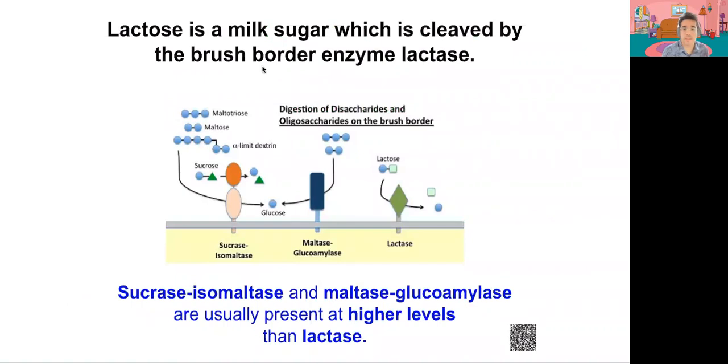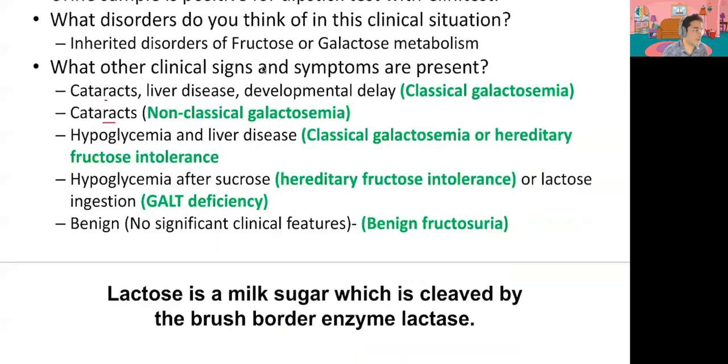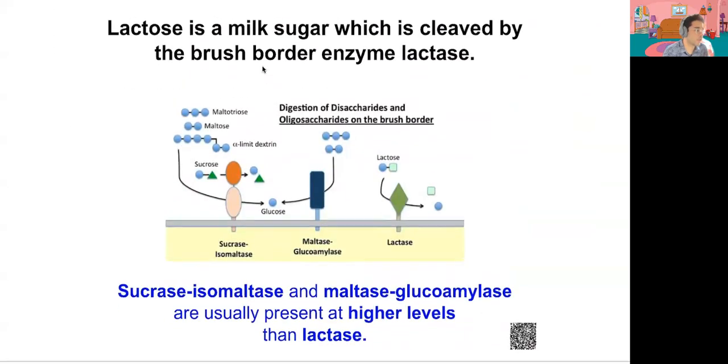Just know that for galactosemia, you just need to be careful for cataracts, because those cataracts tend to be a very buzzword heavy and a lot of people get tripped up on it. Lactose is a milk sugar, and remember, it's dealt with at the brush border level. When we're talking about brush border, what part of the intestines are we in, guys?